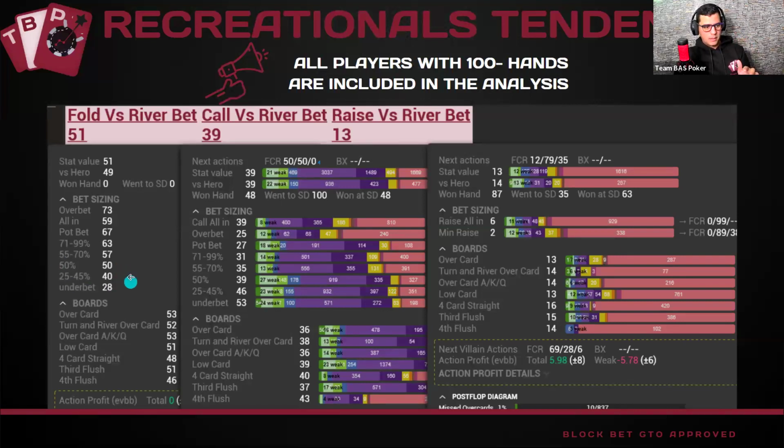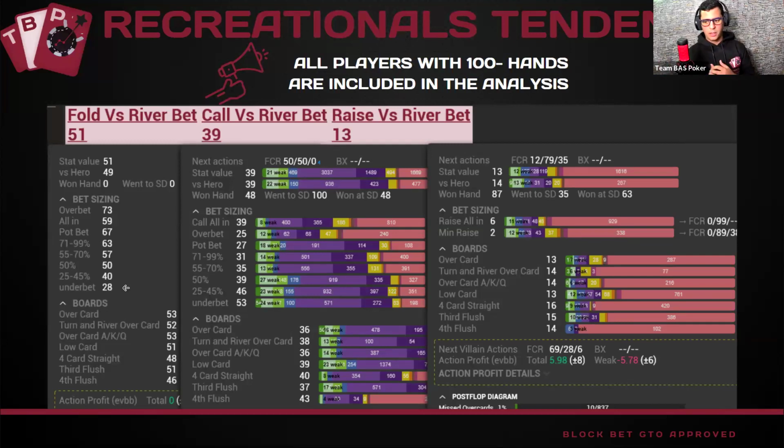And here, in my standard sizing, this would be 33%. They are folding 40%. And the underbet can be something between 15% to 25%. Sometimes I can get super tricky and use the 1 BB sizing in some spots, which can be 10% or 15% here and there. But yeah, something around those lines. And you can see that the underbet is 28%.